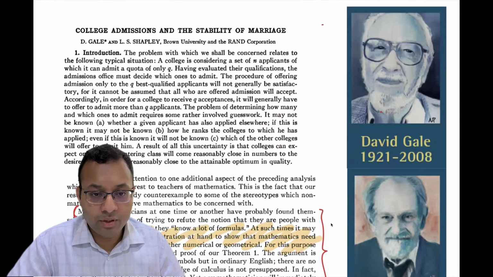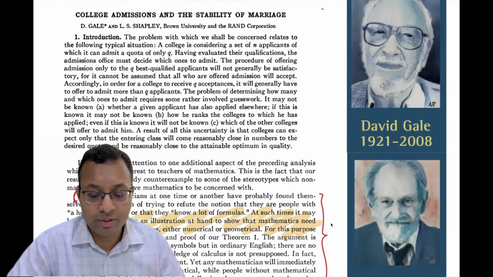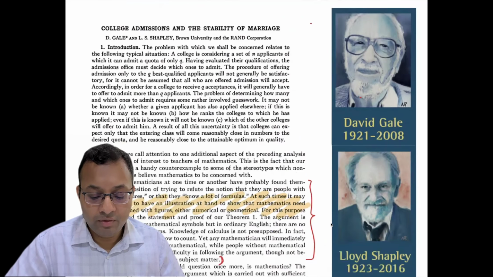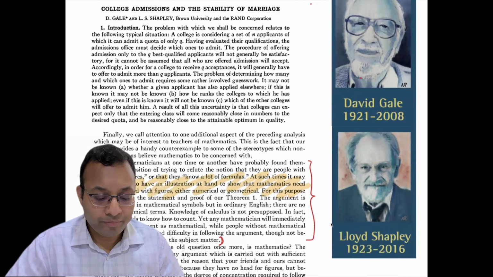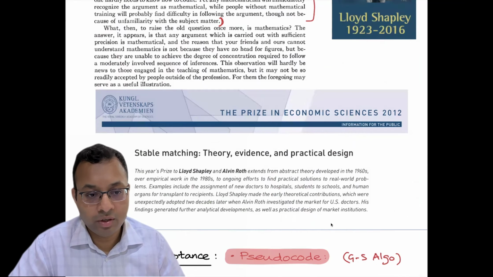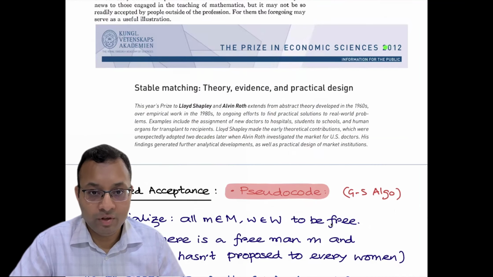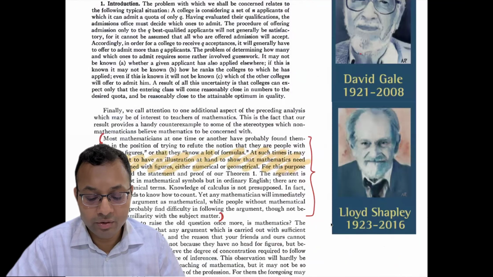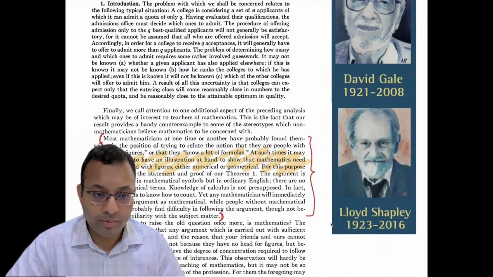So this algorithm that we'll talk about is called Deferred Acceptance, proposed by David Gale and Lloyd Shapley. And Shapley and Alvin Roth won the Nobel Prize for their work on stable allocation in 2012, the prize in economic sciences. Unfortunately, David Gale died in 2008. Otherwise, he could have also been one of the Nobel Prize recipients.